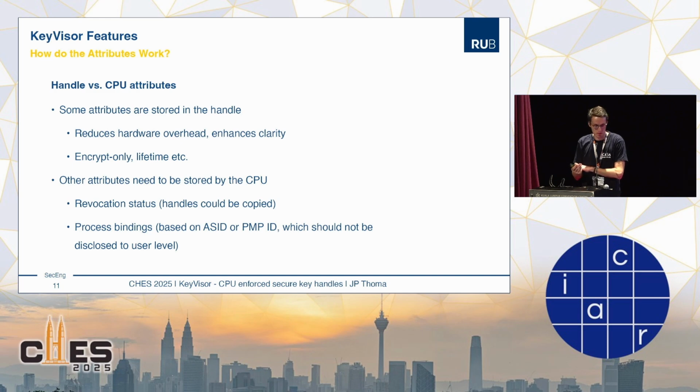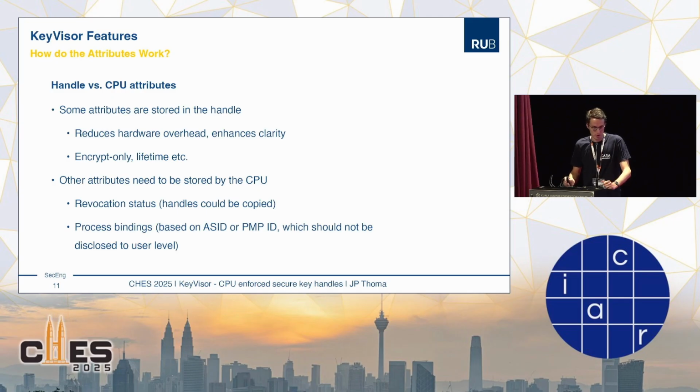For example, for the revocation, you can imagine that you have multiple copies of the key handle in your memory. So if you would try to revoke the key handle by just setting a bit in the handle, then you would have to invalidate all of the copies of that handle, and there's actually no way to search for all of these copies. So you have to have that in the CPU.